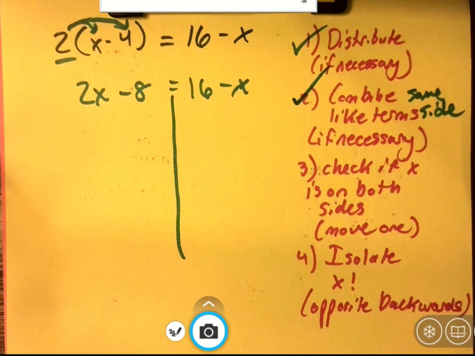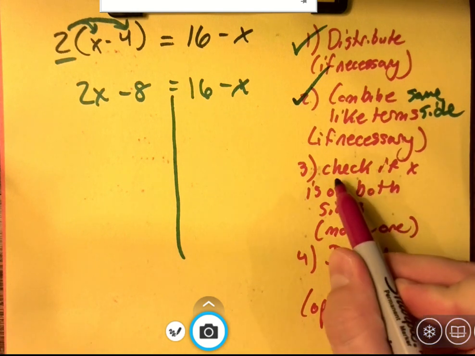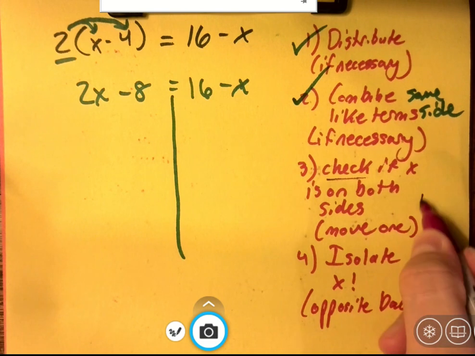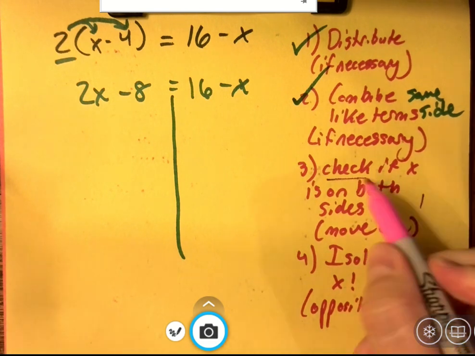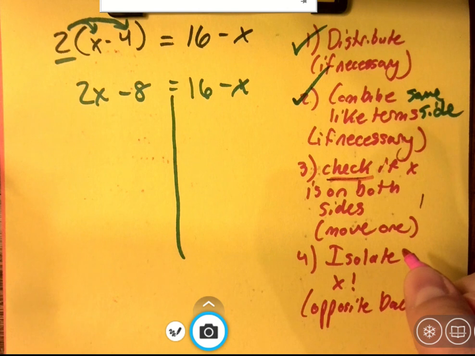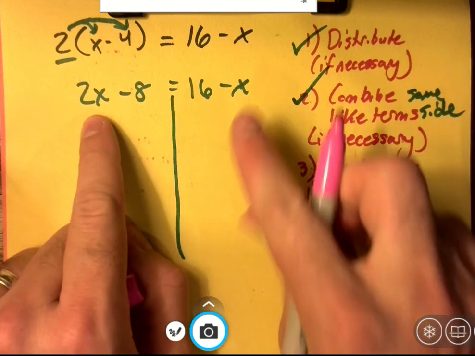Now, the next part says check if there is an x. Oh, this marker may not be working. Let me use another one. Check if x is on both sides. And in this case, it is on both sides.